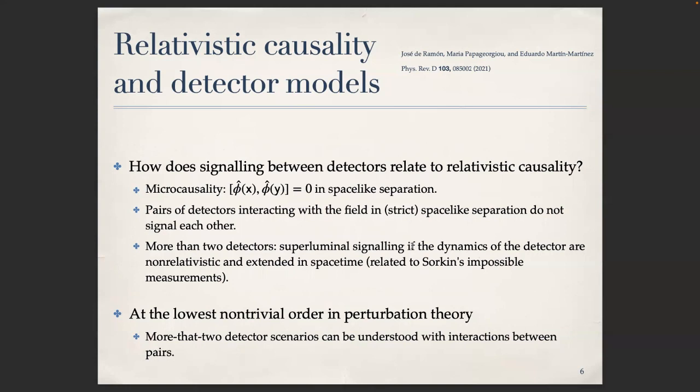Well, it turns out that if we work in perturbation theory, there's not much problem, actually. The microcausality condition for the field implies something that you could call the causal factorization for the scattering operator. That in the end implies that detectors interacting with the field in strict space-like separation do not signal to each other. And even more, for more than 2 detectors, the superluminal signals that happen because of the non-relativistic dynamics of the full system, which are related to the so-called impossible measurement problem, are not present. A detector, at leading order, can only receive signals from its causal past.